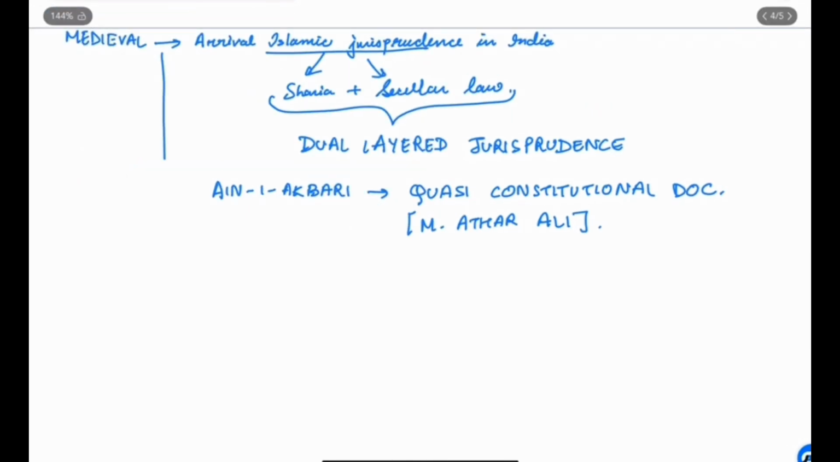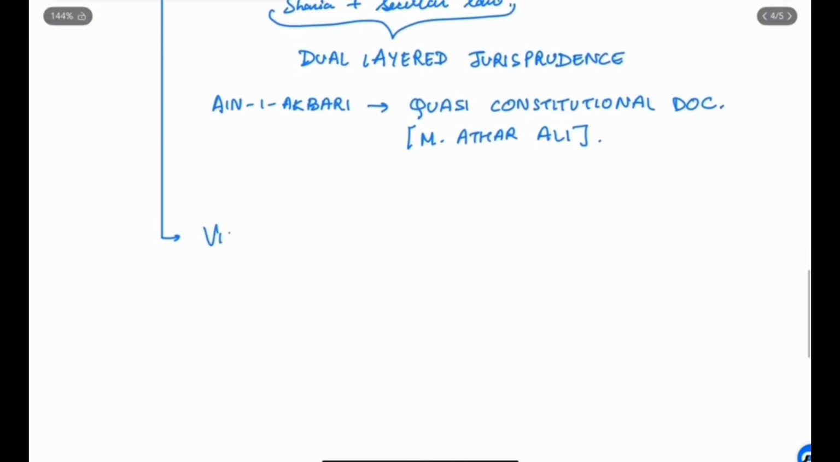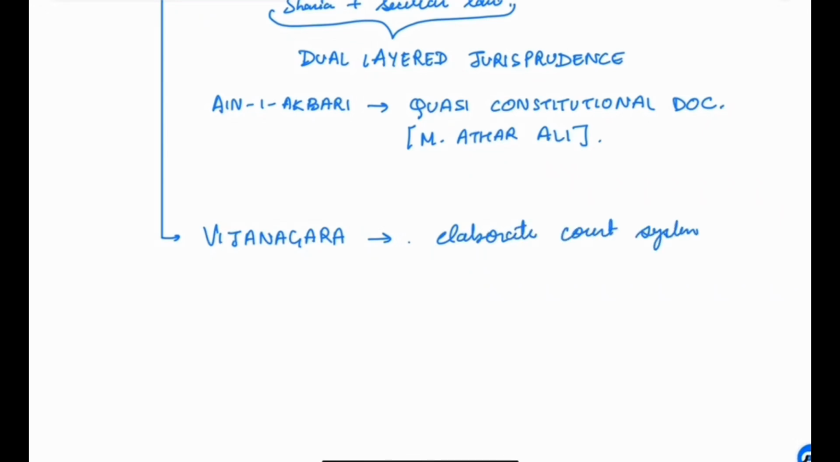Apart from this, in medieval times we also see the Vijayanagara Empire with their elaborate court system, and the Bahamanis, a system later adopted by the Marathas.